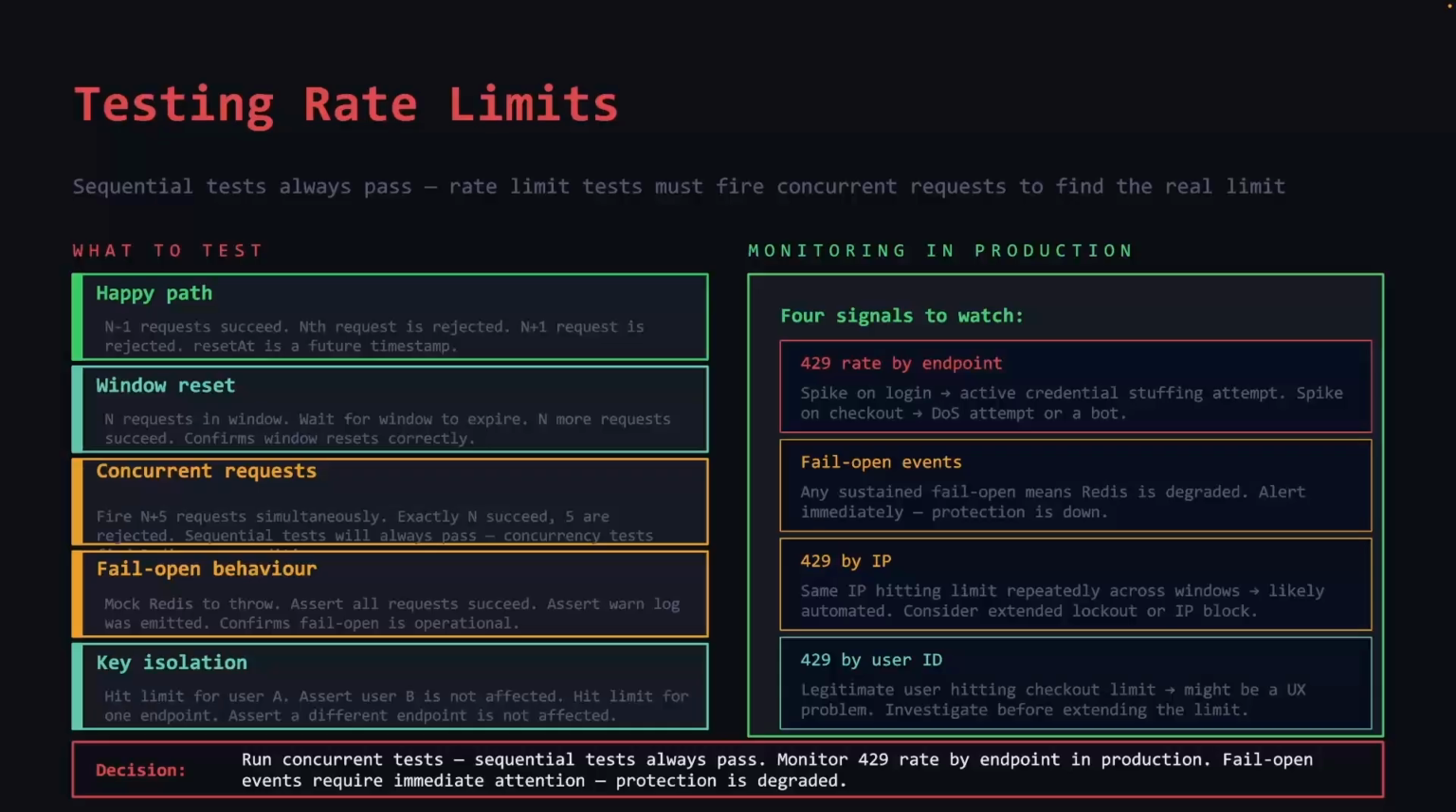Fail open behavior. Mock Redis to throw an error. Assert all requests succeed. Assert the warn log has emitted. Confirm your fail open path is operational, not just theoretically designed.